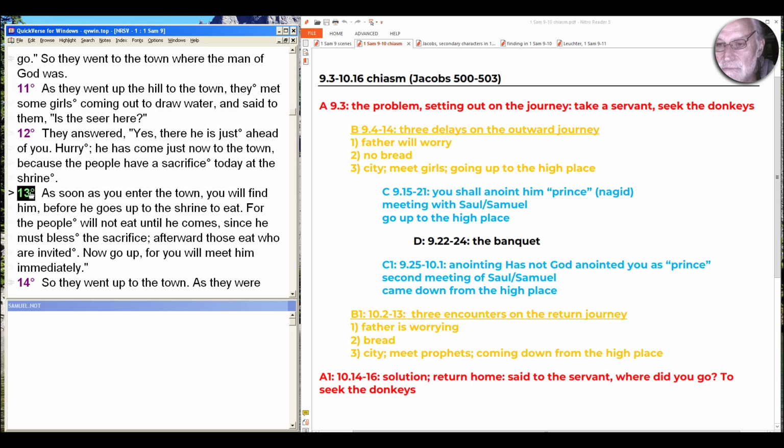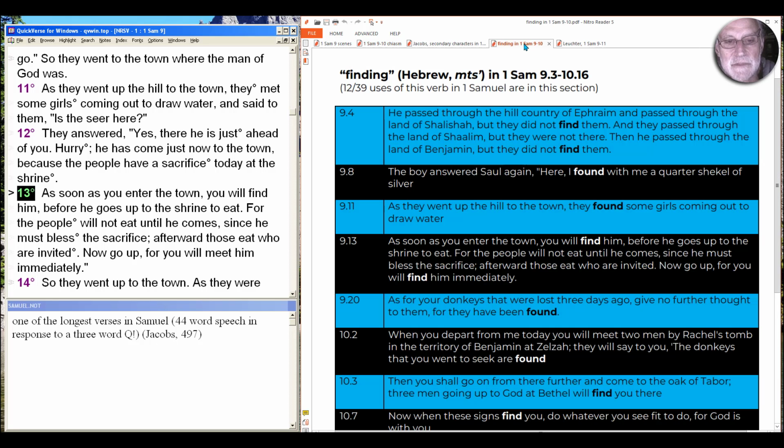So we get to verse 13 here, and as Jacobs also notes, one of the longest verses in Samuel, a 44-word speech in response to a 3-word question, and in the mouth of these girls. Quite a thing for the narrator to put that in the mouth of a minor character like that. So they continue, as soon as you enter the town, you will find him. And the word find is the key word, as Jacob also notes, and I just want to draw attention to that here too.